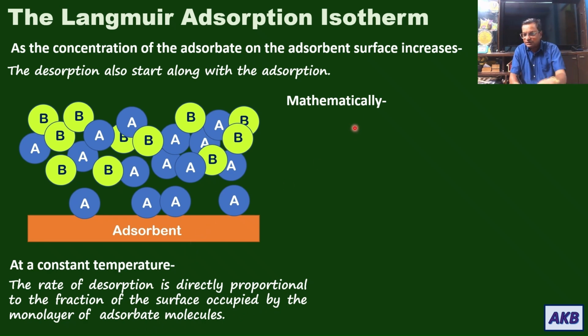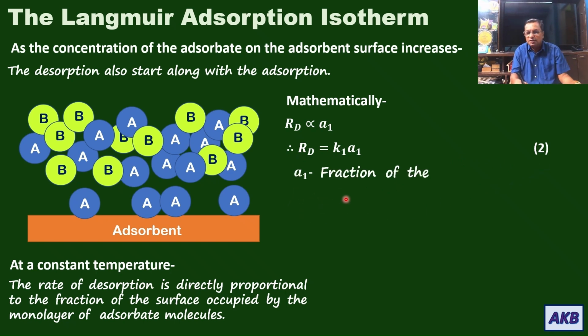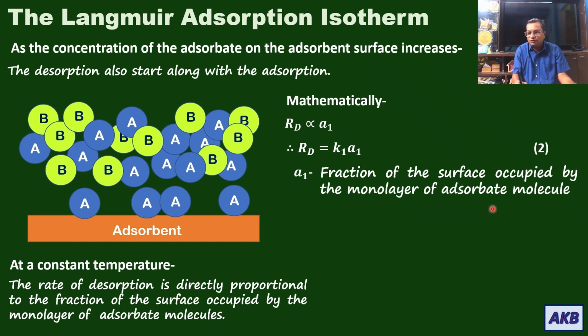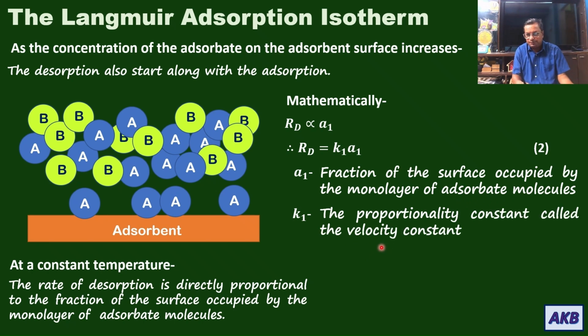If you have to represent it mathematically, you can represent it like this. Rd, the rate of desorption, is directly proportional to A1. If you remove the proportionality, you have Rd equals K1 into A1. I'm calling this equation 2. In equation 2, A1 is the fraction of the surface that is occupied by the monolayer of adsorbate molecules, and K1 is the proportionality constant, which is called the velocity constant for desorption.